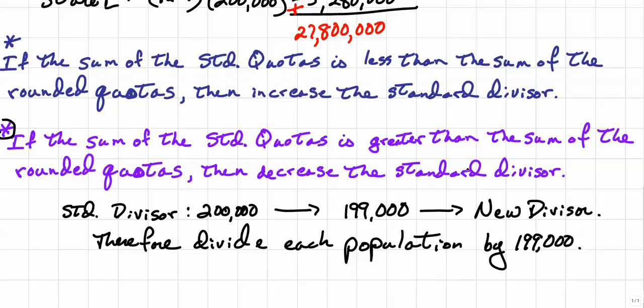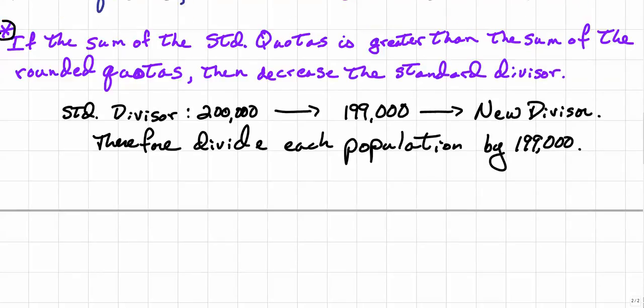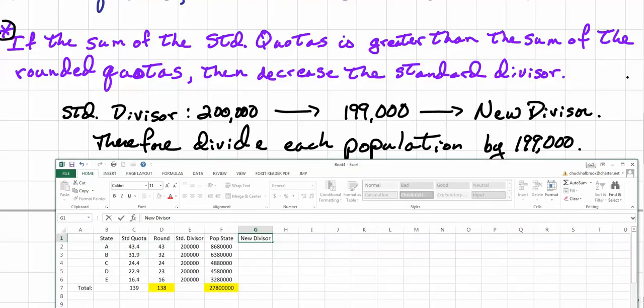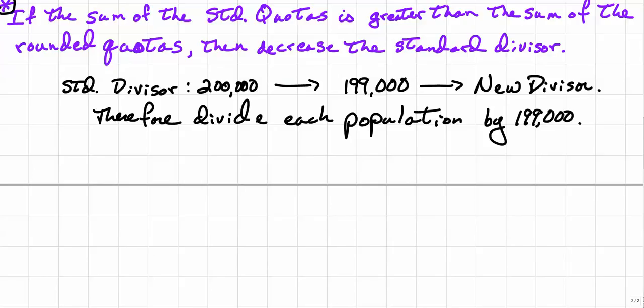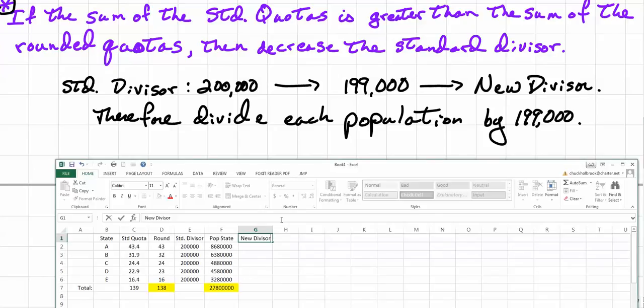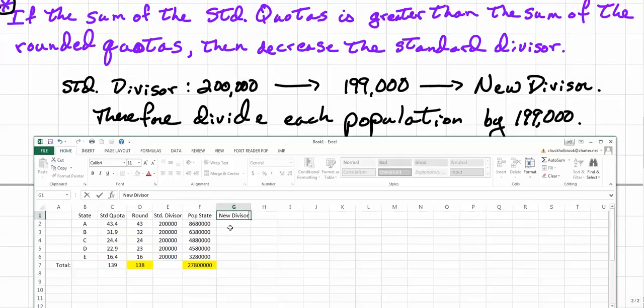So what I will do is make it a little easier on myself, and I'm going to use Excel to help me. As I said, we're going to go ahead and come up with a new divisor. We'll try 199,000, and I'm going to type that into Excel. I'm going to left click and pull this down and get my new values. And over here, this will be my new quotas.